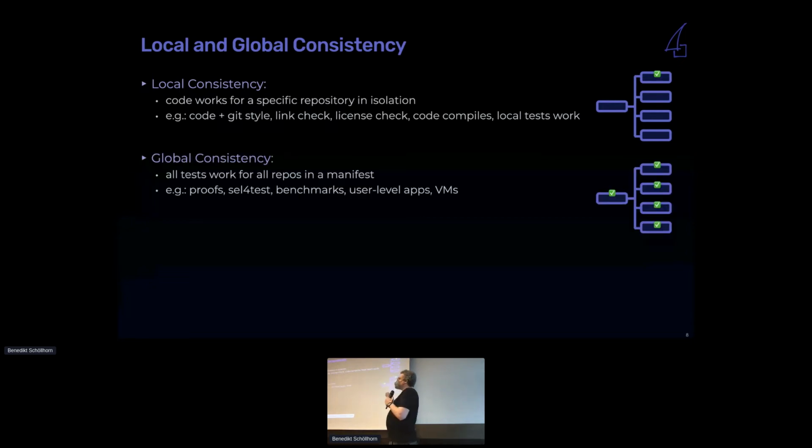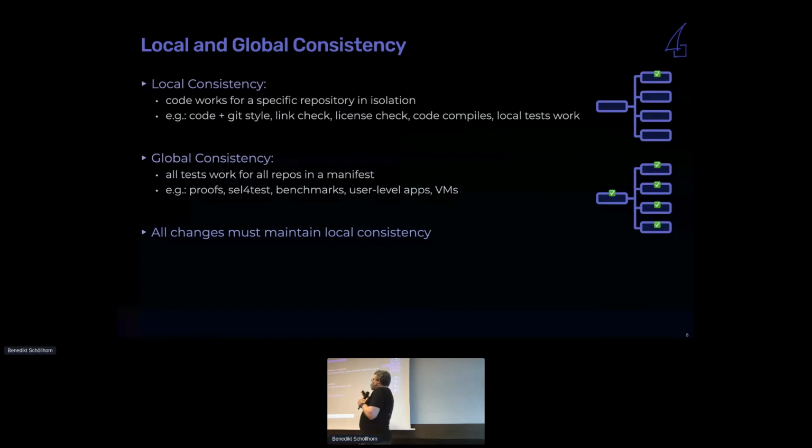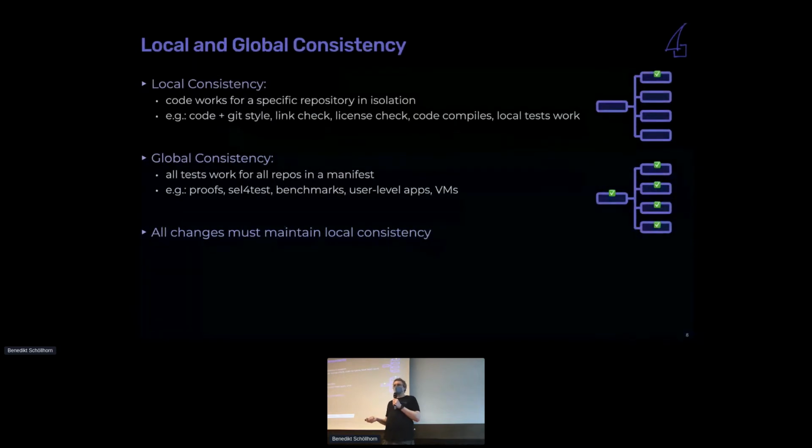The other one is global consistency, and that is basically all tests where I need to draw in an entire set of repositories. So if you want to think about it in terms of tests, every manifest repository is going to have at least one set of these global tests. For instance, proofs or seL4 tests or the benchmarks and so on. So as I said, we always maintain local consistency. For global consistency, you could try to do that, but it turns out that is very expensive.